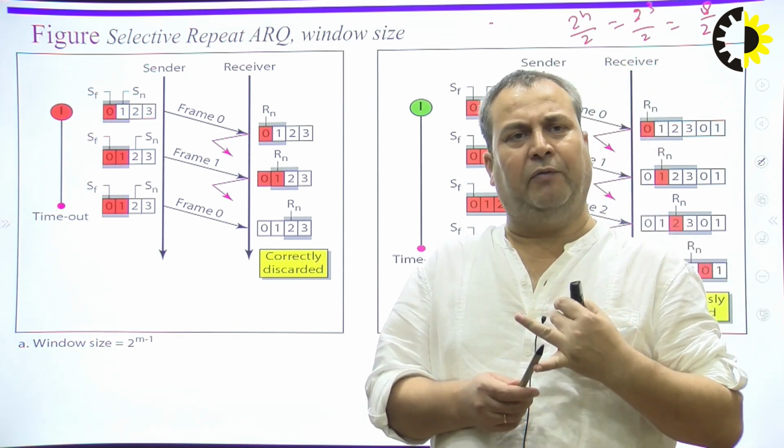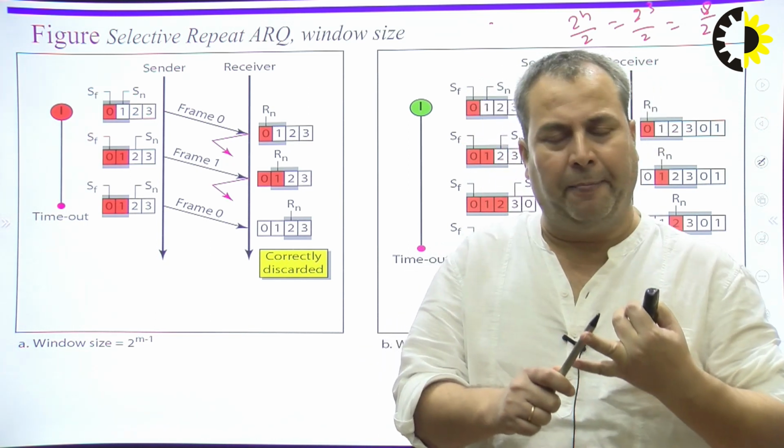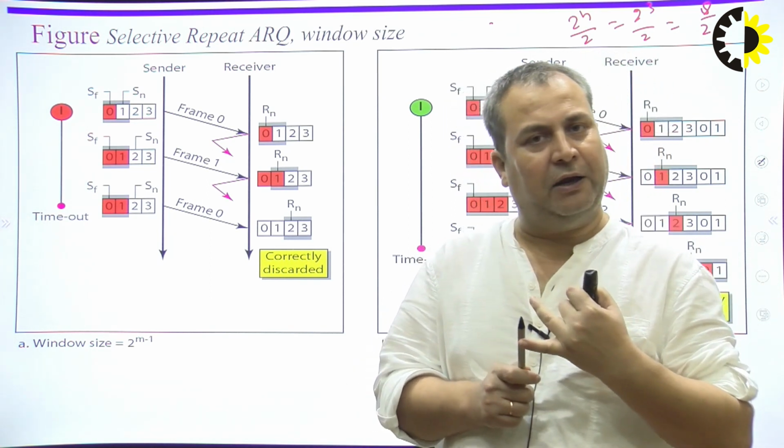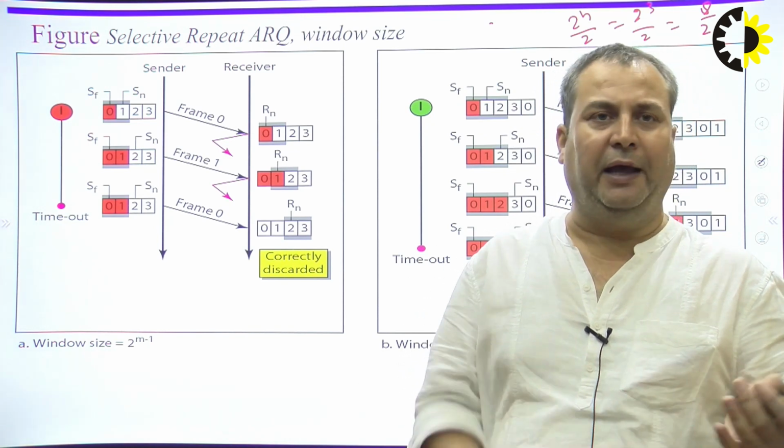One is stop and wait protocol, and the second is sliding window protocol. In sliding window protocol, one is go back ARQ and the second is selective repeat ARQ. That's all.